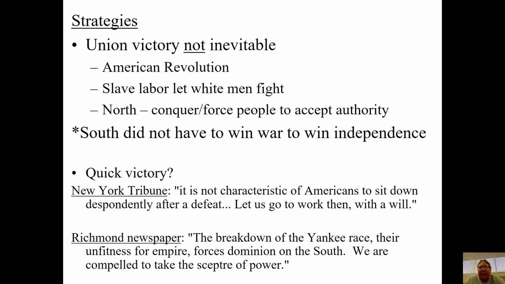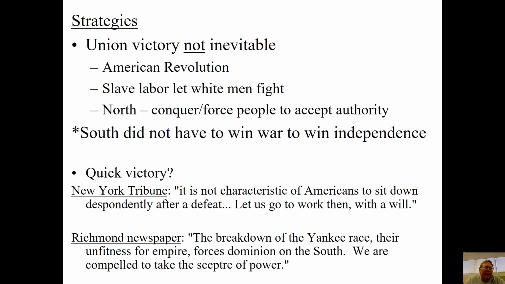"It's not characteristic of Americans to sit down despondently after a defeat. Let us go to work then with a will." So even after a couple of early losses, a lot of Northerners said, we've got too much on the line, keep going, keep fighting.